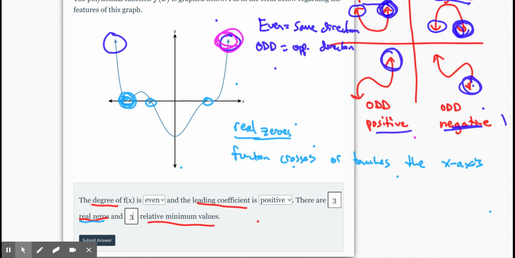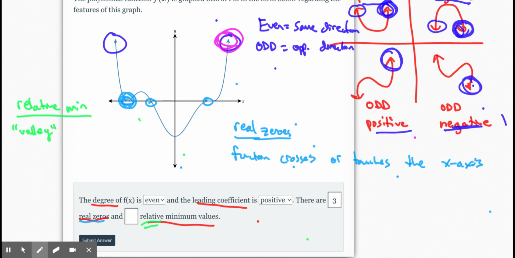And last but not least is relative minimum. So when we talk about minimums and maximums, particularly relative, it means in comparison to the surrounding points. So a relative min, you could think of this as a little valley. Compared to the areas around it, it is lower. It's the lowest point in comparison to some measure of points around it.